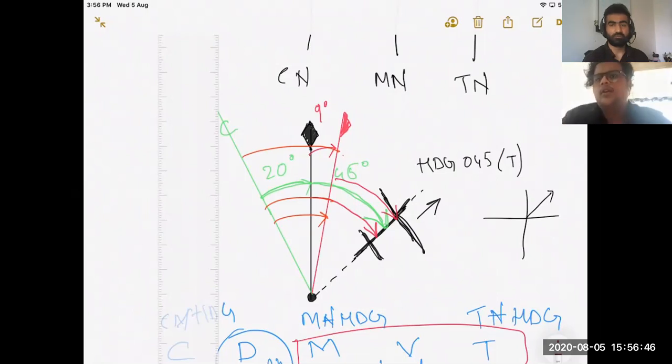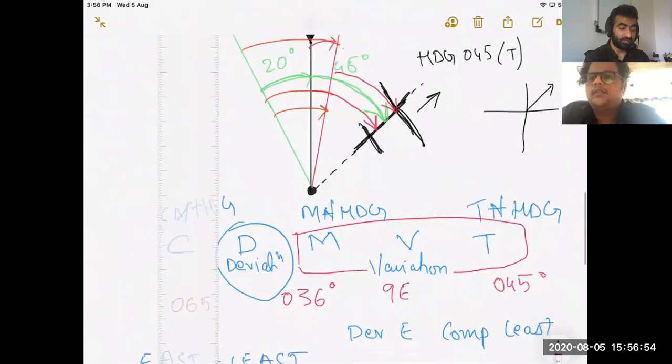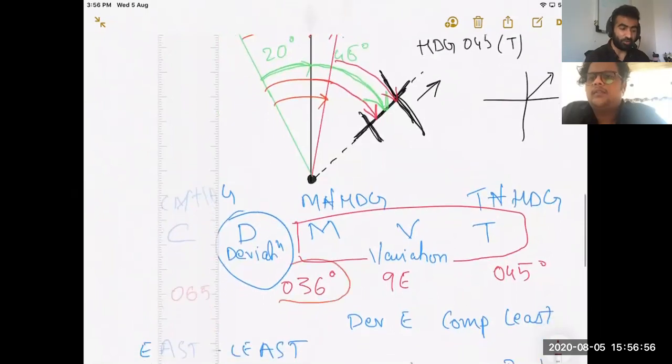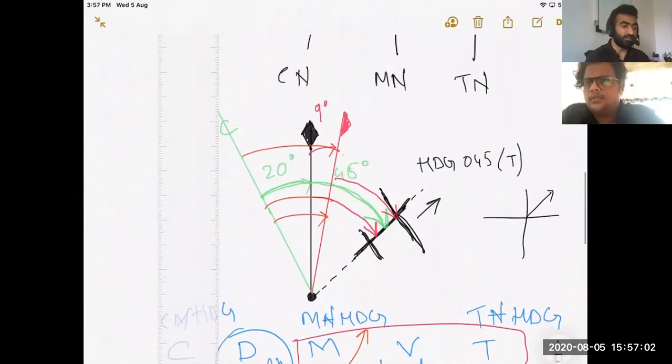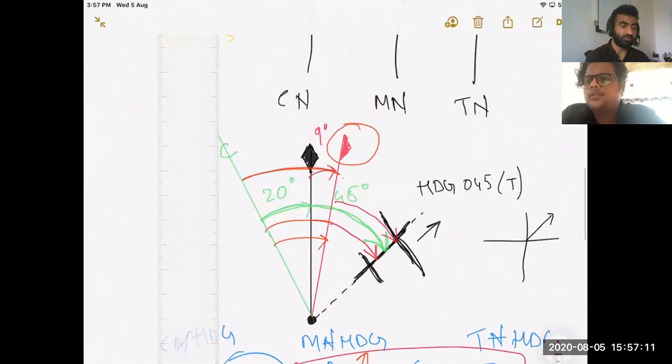So, magnetic north will be 036 degrees. You're missing, 036 is not magnetic north. It is magnetic heading. This is magnetic north. Check it out. So you have to find out the angular difference between compass north and magnetic north.